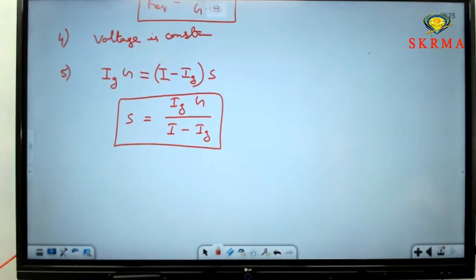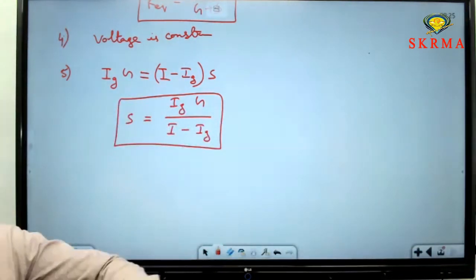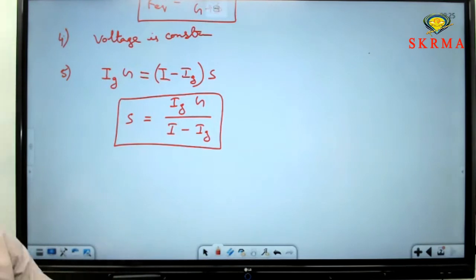Next. If Ig or I is not given, then what do we need to do?